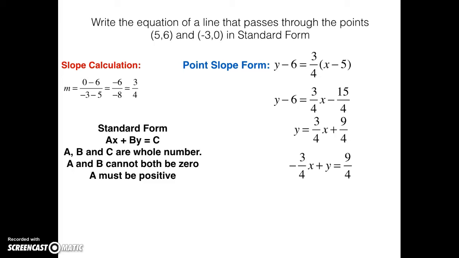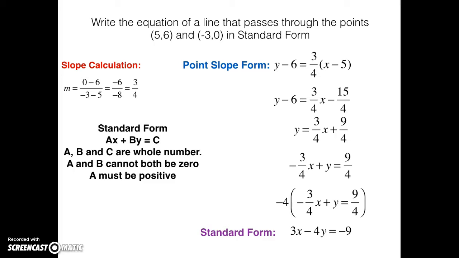Next thing I need to do is get rid of all of my fractions. I'm going to get rid of all my fractions by multiplying by the lowest common denominator. The lowest common denominator here is going to be 4. But I'm going to multiply both sides by negative 4 in order to make the x term positive. When I distribute that negative 4 everywhere, I get 3x minus 4y equals negative 9.